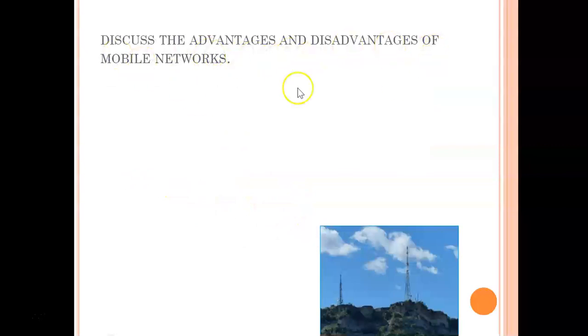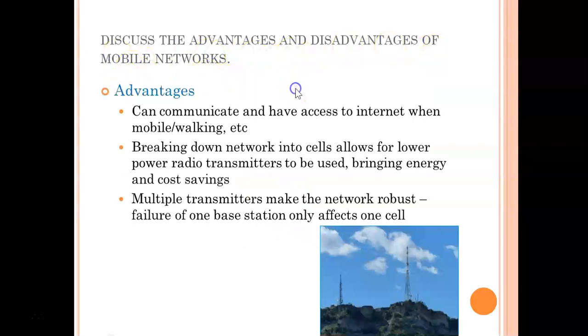Discuss the advantages and disadvantages of mobile networks. So advantages: you can communicate and have access to the internet when you are walking. Mobile networks break down networks into cells, which allow for lower power radio transmitters to be used, bringing energy and cost savings down.